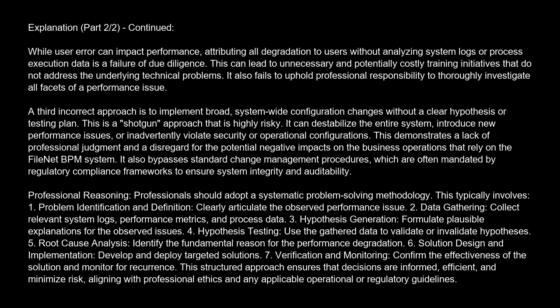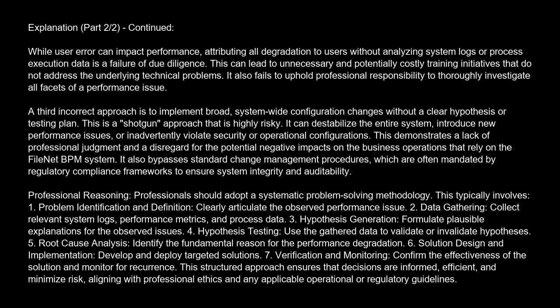A third incorrect approach is to implement broad, system-wide configuration changes without a clear hypothesis or testing plan. This is a shotgun approach that is highly risky. It can destabilize the entire system, introduce new performance issues, or inadvertently violate security or operational configurations. This demonstrates a lack of professional judgment and a disregard for the potential negative impacts on the business operations that rely on the FileNet BPM system. It also bypasses standard change management procedures, which are often mandated by regulatory compliance frameworks to ensure system integrity and auditability.